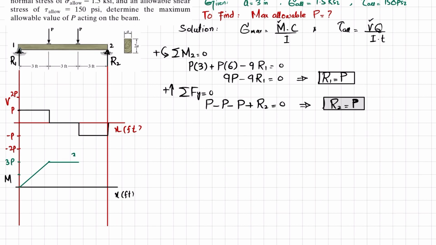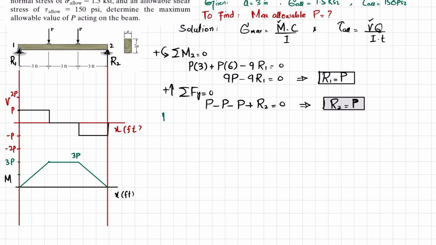the same 3P. Also this area is equal to minus P into 3, so it will be minus 3P. So plus 3P minus 3P will bring it to 0. So you will get the bending moment like this.